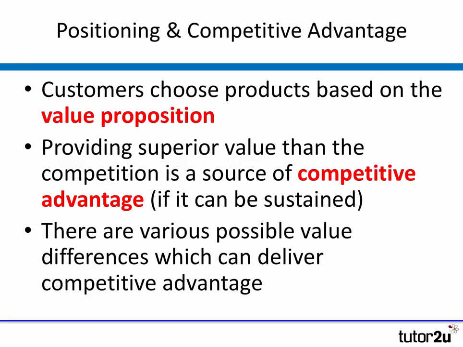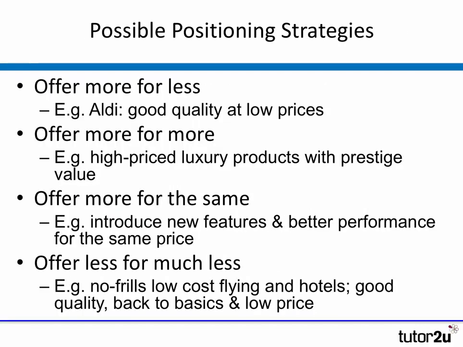Now, don't forget, with positioning, the key issue here is it's from the point of view of customers. And what a business needs to do is to try to find a value proposition that gives it a competitive advantage. What this means is that from the customer point of view, the product is perceived as offering superior value. However, the customer determines value. But there are lots of different ways in which value can be delivered. Let's just have a look at 4 possible positioning strategies before we finish.